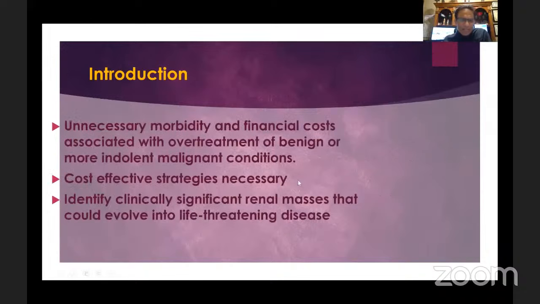Cost-effective strategies are necessary, especially to identify the clinically significant renal masses that could evolve into life-threatening disease, versus the overtreatment of benign or indolent malignant lesions that can be observed.